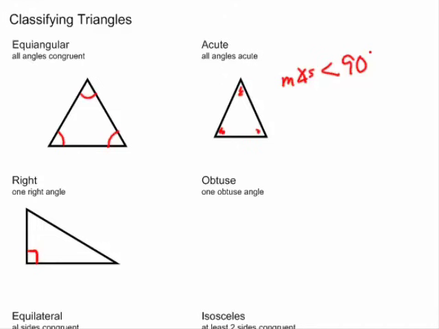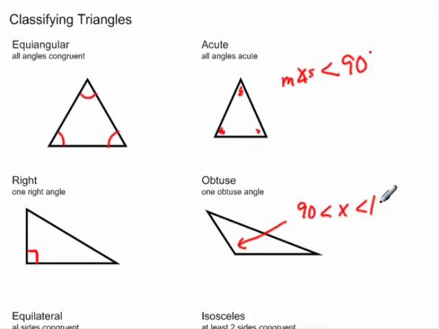An obtuse triangle is a triangle with one obtuse angle. And that particular angle, our obtuse angle, falls between 90 and 180 degrees. Just like an obtuse angle, an obtuse triangle has only one obtuse angle in it. Now, the other two angles would have to be acute, just as in a right triangle as well.